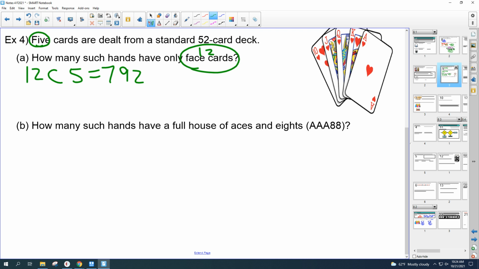How many such hands have a full house of aces and eights? So here's where people that don't know anything about cards kind of have a disadvantage. All right, aces and eights, full house looks like this. You've got 3 aces and 2 eights, not 3 eights. But 3 aces. That's what they're saying. So ace, ace, ace, 8, 8. Think about what they're saying right here. They're saying aces and eights.